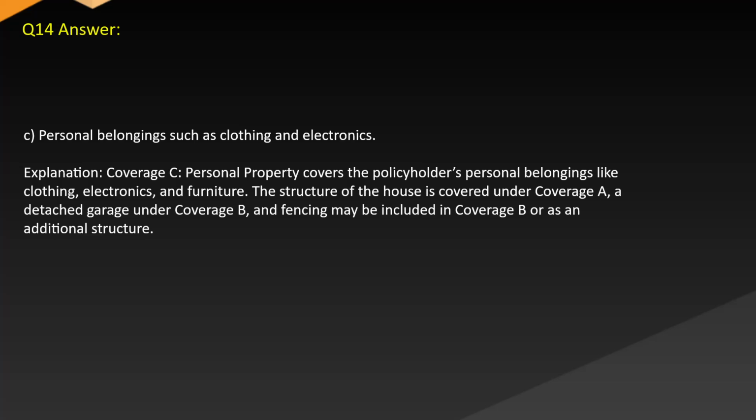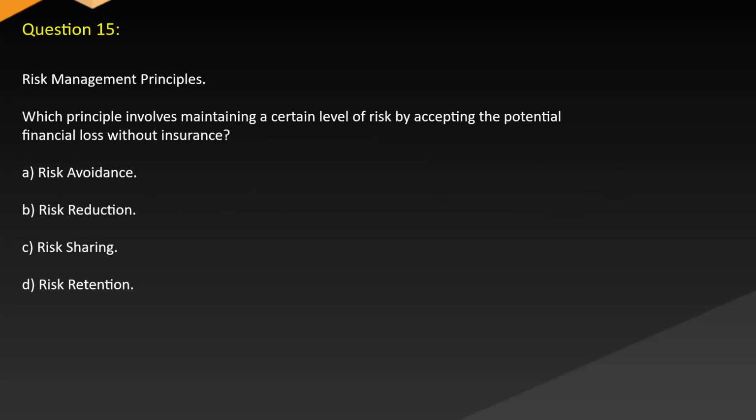The structure of the house is covered under coverage A. A detached garage under coverage B, and fencing may be included in coverage B or as an additional structure. Question 15. Risk management principles. Which principle involves maintaining a certain level of risk by accepting the potential financial loss without insurance? A. Risk avoidance. B. Risk reduction. C. Risk sharing. D. Risk retention.